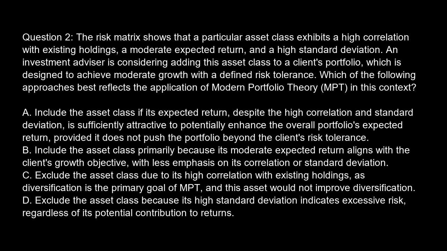Option B. Include the asset class primarily because its moderate expected return aligns with the client's growth objective, with less emphasis on its correlation or standard deviation. Option C. Exclude the asset class due to its high correlation with existing holdings, as diversification is the primary goal of MPT, and this asset would not improve diversification. Option D. Exclude the asset class because its high standard deviation indicates excessive risk, regardless of its potential contribution to returns.